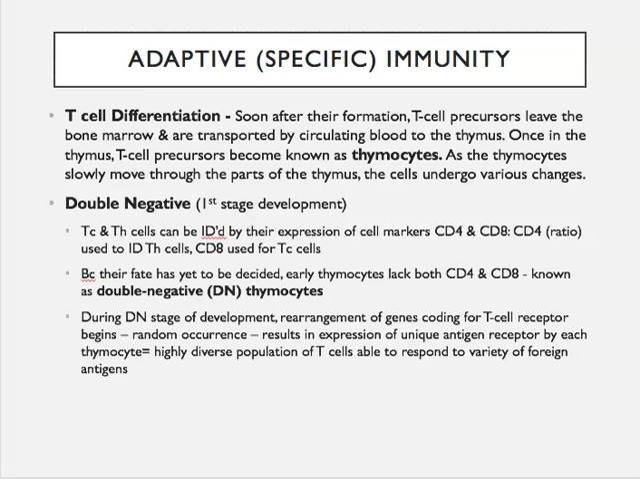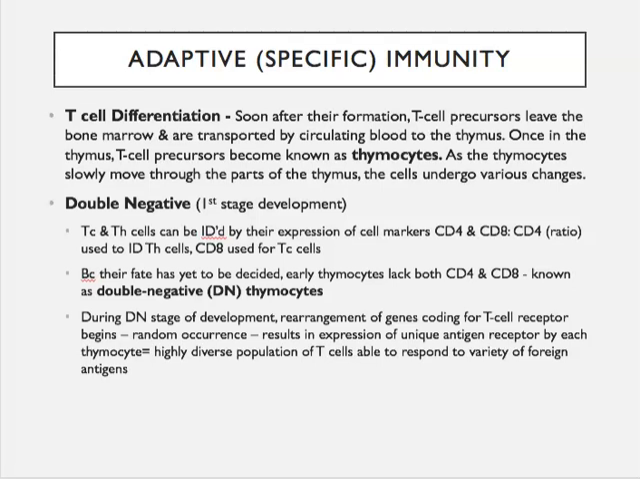During that double negative stage of development, rearrangement of the genes coding for those T cell receptors begins, and this is just a random process. It results in expression of unique antigen receptors by each thymocyte. So you've got a highly diverse population of T cells that are able to respond to a variety of foreign pathogens. Then next, that second stage of development is referred to as double positive.